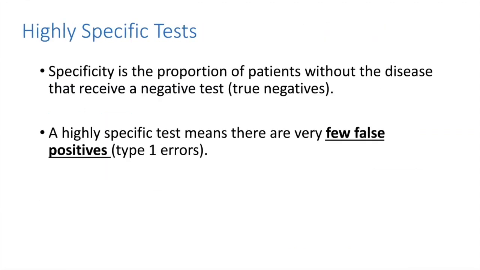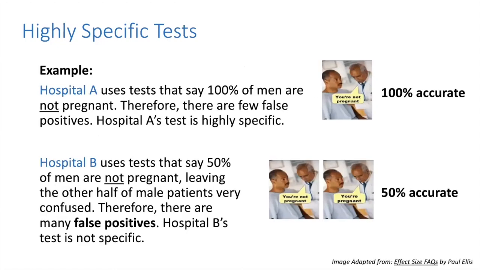Next, we will discuss highly specific or sensitive tests. First, we will discuss highly specific tests. Specificity is a proportion of patients without the disease that receive a negative test and are true negatives. A highly specific test means that there are very few false positives or type 1 errors. Below is an example of this. Hospital A uses tests that say 100% of men are not pregnant. Therefore, there are few false positives.